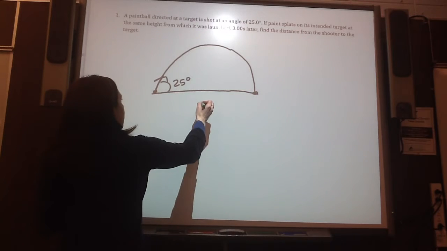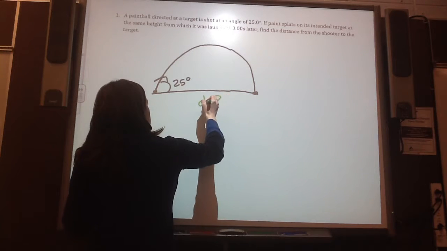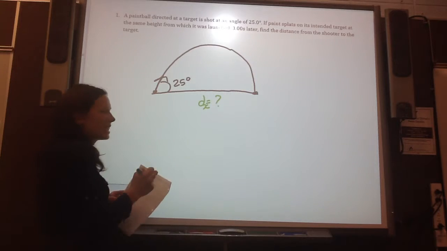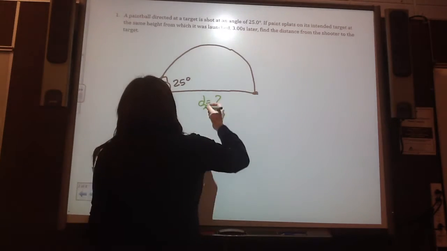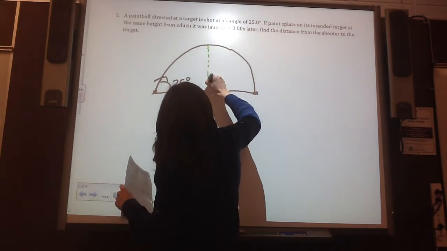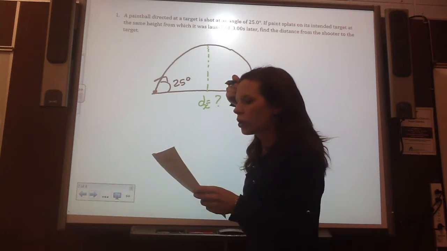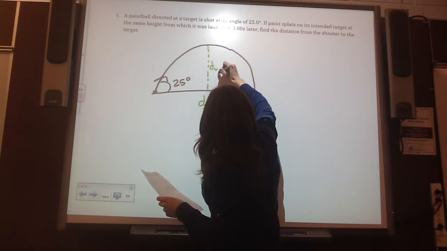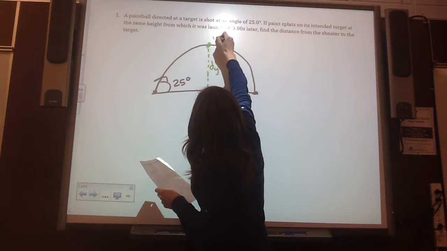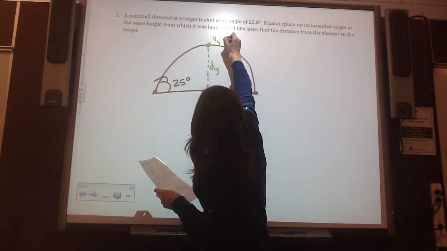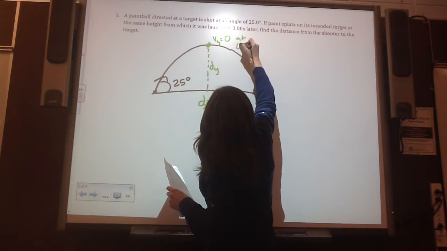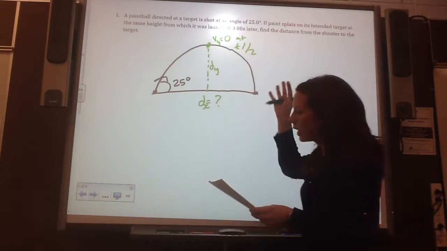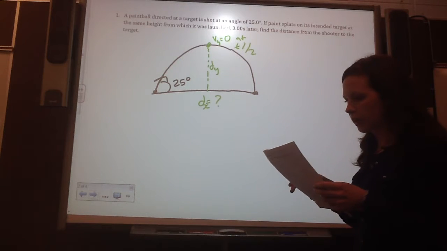We are asked to find this distance, this horizontal distance. I'm going to say this is dx, because that's all about horizontal motion. That's my dx. And I'm just going to write in all my information here to make sure that I'm keeping everything on track. This would be my dy. At the top of dy, my vy is equal to 0. And it's at t is a half. So I'm just getting all my information in order here.